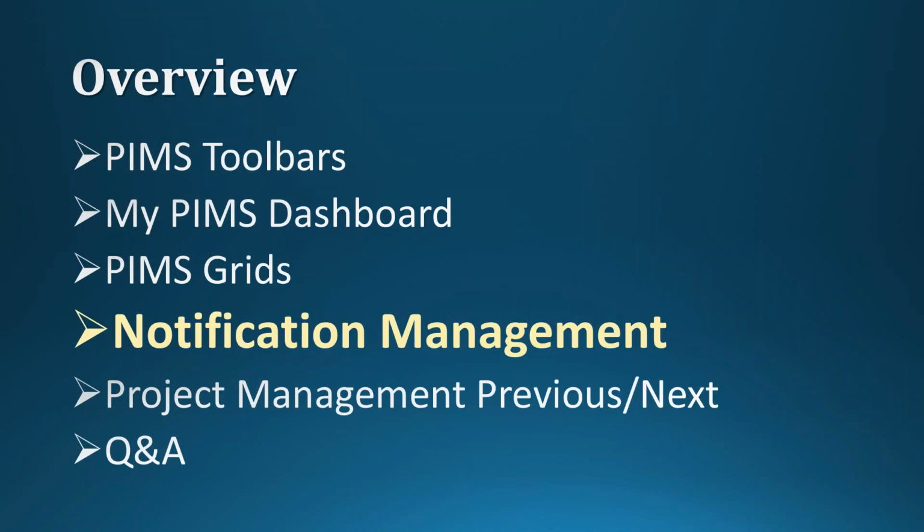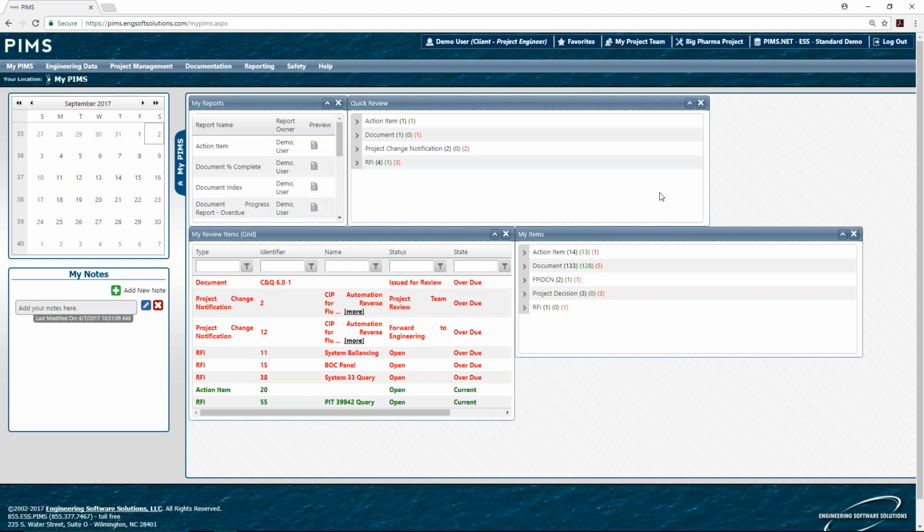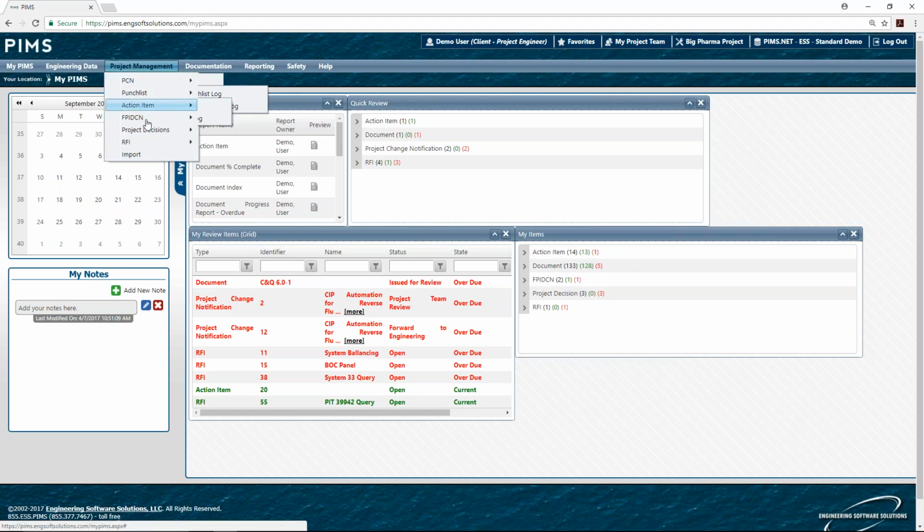Notification management. Users can send FYI email notifications to other project users to alert them of a project management or documentation item. And depending on a user's access, they can also send reviewer notifications. You can send alerts for project management items and documentation.